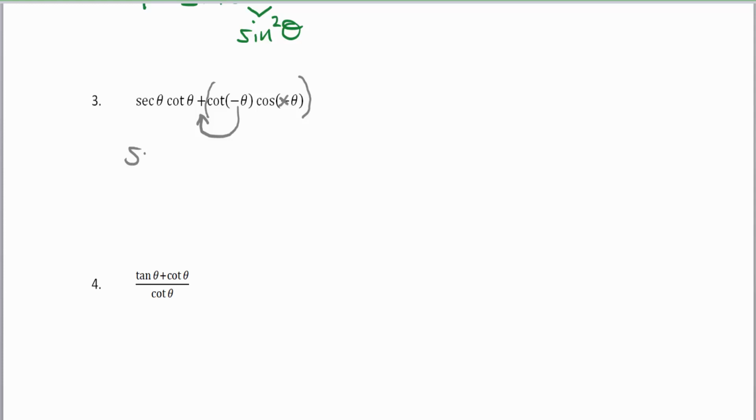So the problem gets rewritten as such: secant theta, cotangent theta, minus, and remember the minus came from the negative theta, the odd-even property, move that out to the front, and the cotangent theta is now just a normal theta, not a negative theta, and the cosine theta is now a normal theta, not a negative theta. Awesome. So here we now are going to convert every single non-sine or cosine into a sine or cosine and see what we get.